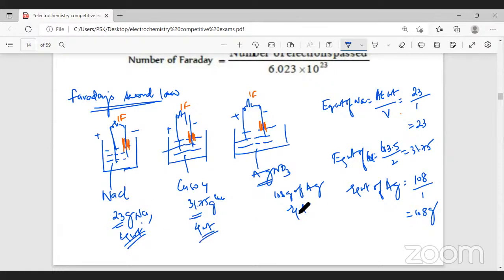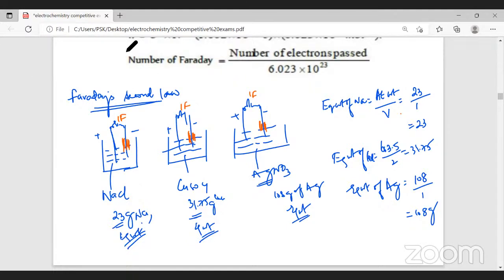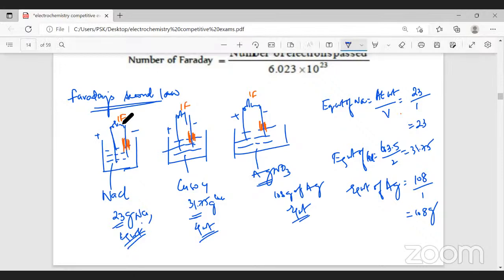Will be equal to what? Its equivalent mass. What is Faraday's second law? For the same quantity of electricity passed into different electrolytes. Now we are passing 1 Faraday current. Therefore, the amount of metal deposited will be equal to 1 gram equivalent weight of sodium, that's 23 grams. Here, the amount of copper deposited is 1 gram equivalent weight, that is 31.75. And here, the amount of silver deposited is 1 gram equivalent weight, that's 108 grams.